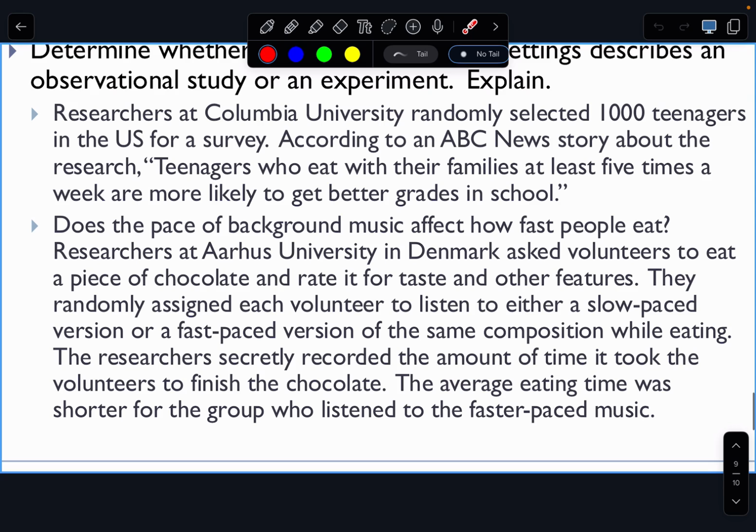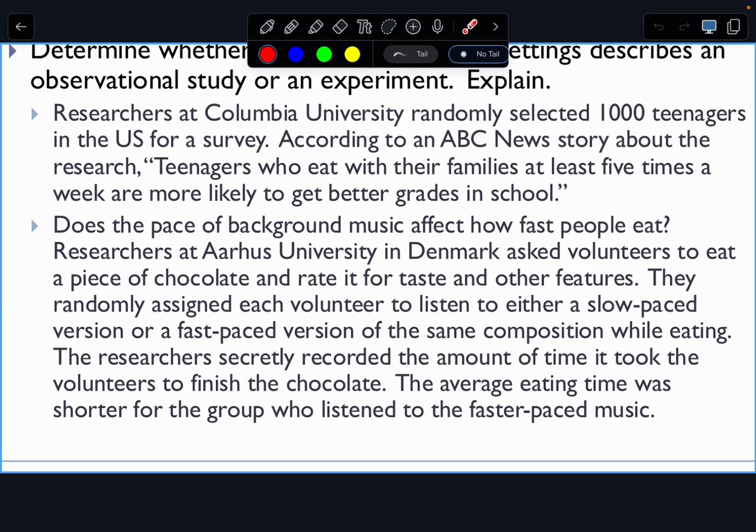So as we look at a couple examples here, researchers at Columbia University randomly selected 1,000 teenagers in the U.S. for a survey. According to an ABC News report about that research, it says teenagers who eat with their families at least 5 times a week are more likely to get better grades in school. So the question is, is this an observational study or an experiment? And explain.